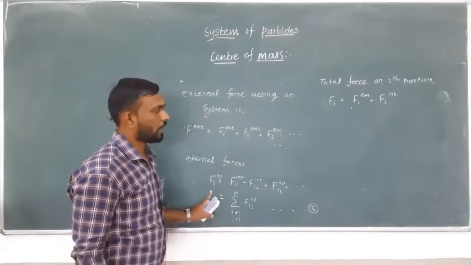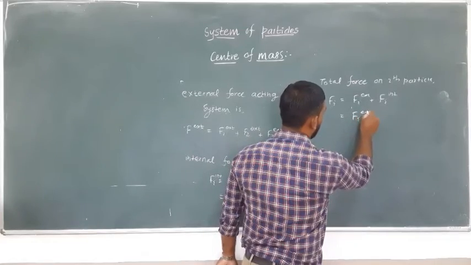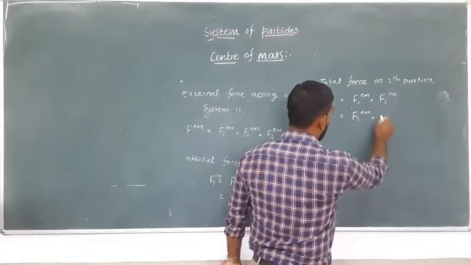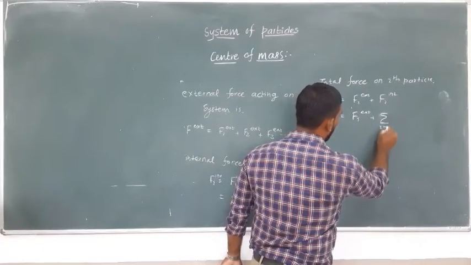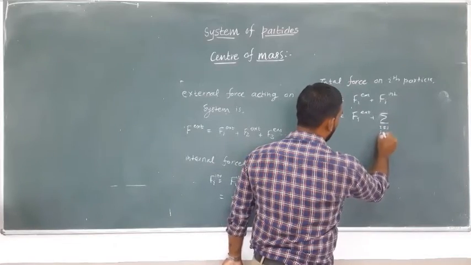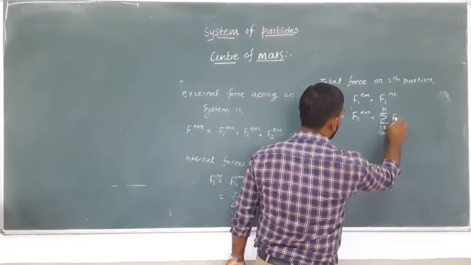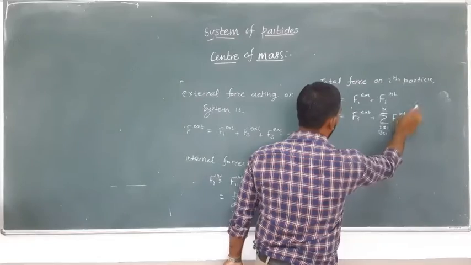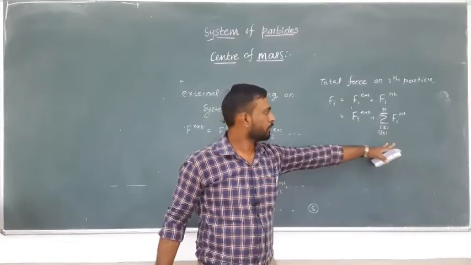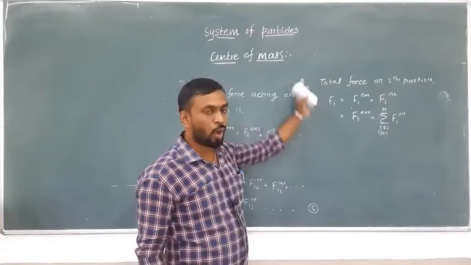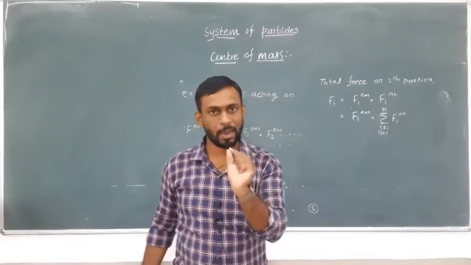So how to write this Fi internal? Fi external as it is, and replace this Fi internal with the summation sign, i is not equal to j, and j runs from 1 to n, Fij internal. So that gives the total force acting on the ith particle. So this is clear. Suppose I sum up all the forces acting on the system. So this is the force acting on the ith particle, particularly a single particle.